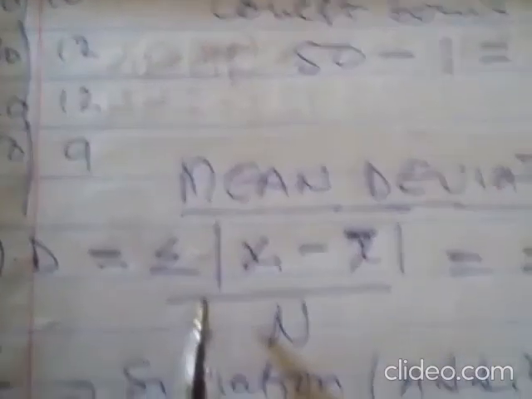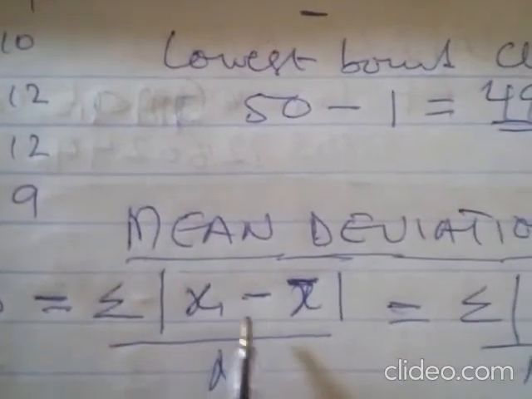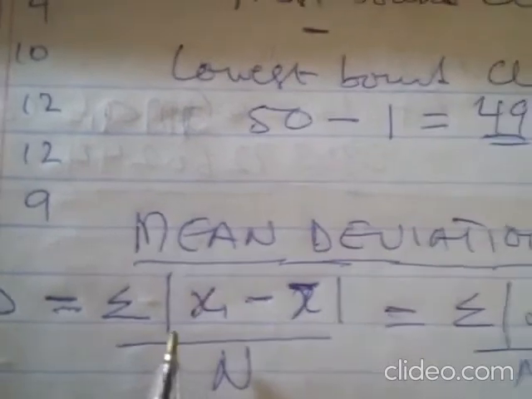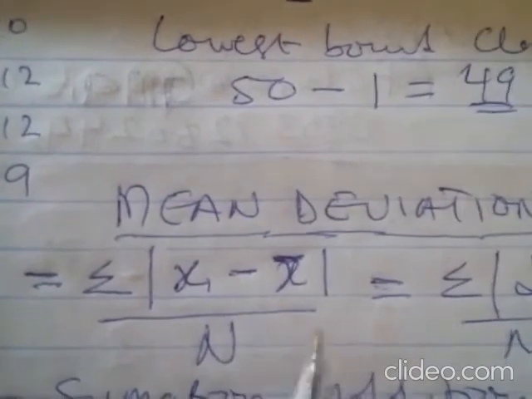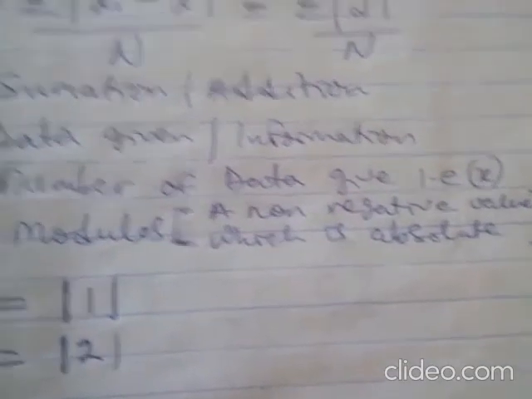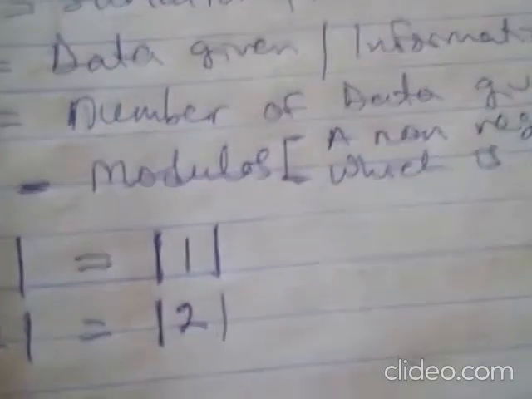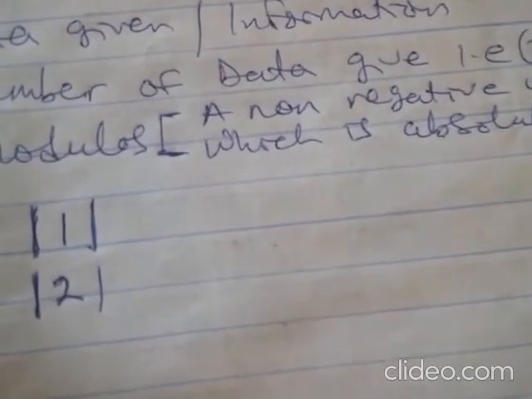So this equation now means summation of the modulus of x minus the mean, over n. And you know what our x is, you know what our n is. So if you understand this concept, then we can go ahead and do some examples.